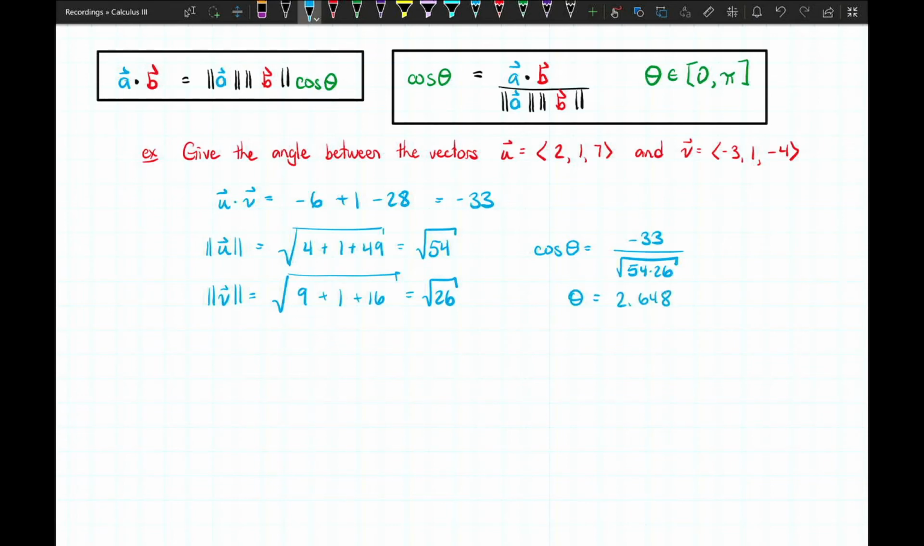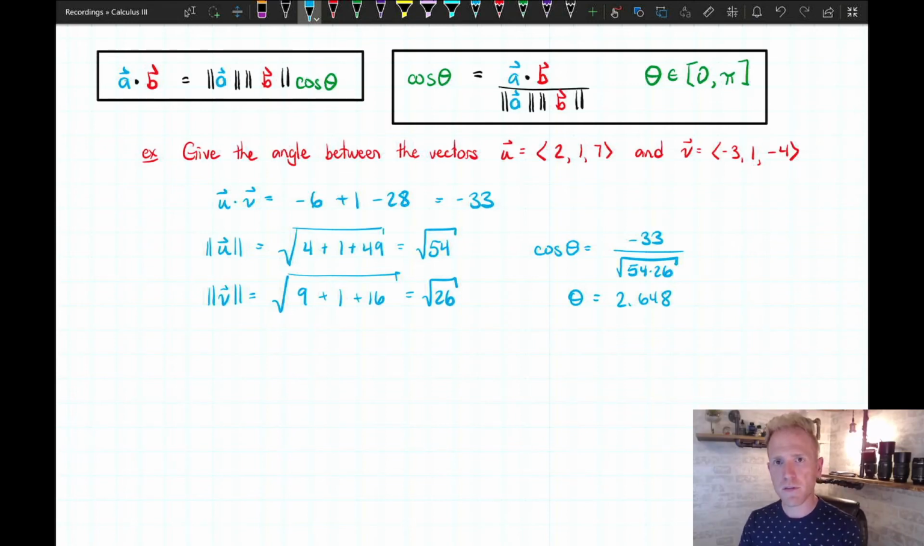2.648 radians. Keep in mind that this value is always going to be between 0 and pi, so it has to be between 0 and 3.14-ish. Now half of that is 1.57. That would be like a 90-degree angle, pi over 2. So this would be an obtuse angle. These two vectors aren't forming an acute angle, they're forming an obtuse angle, but they can never be forming an angle more than pi or 180 degrees. We would always consider the inside angle between the two vectors.